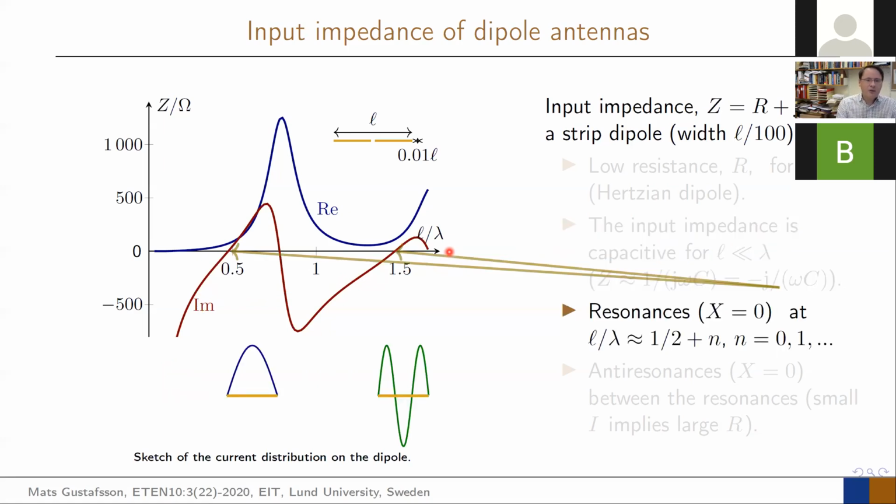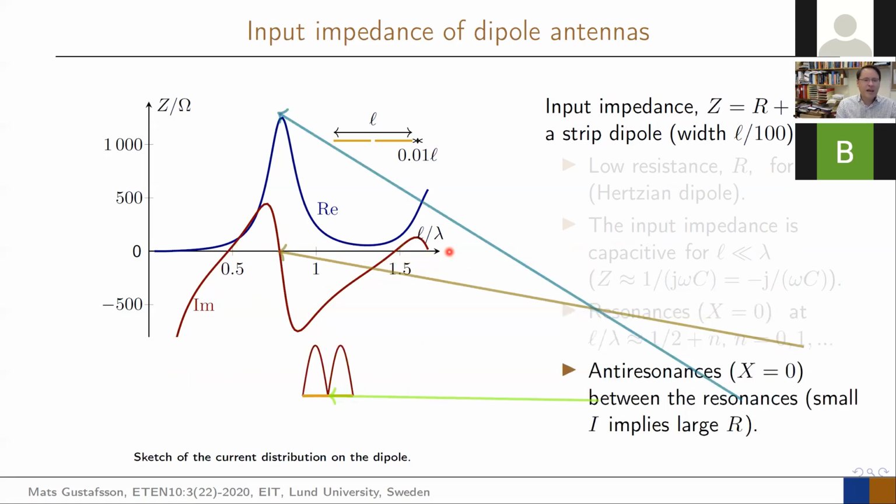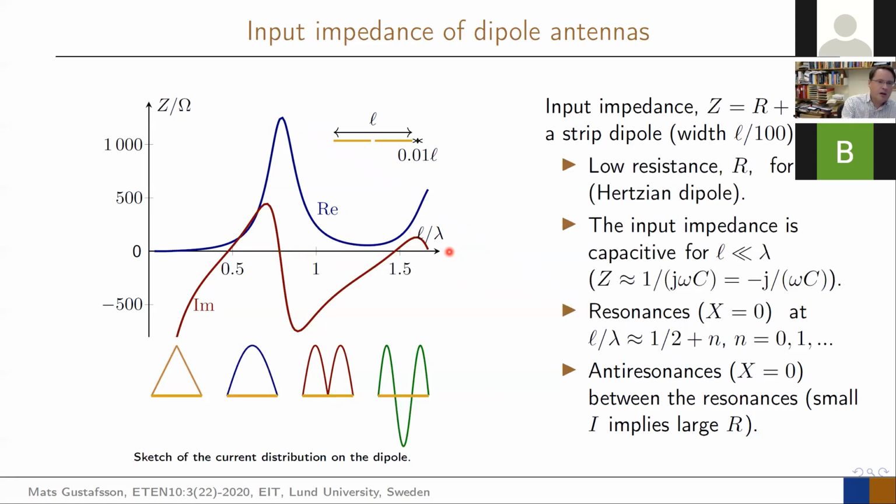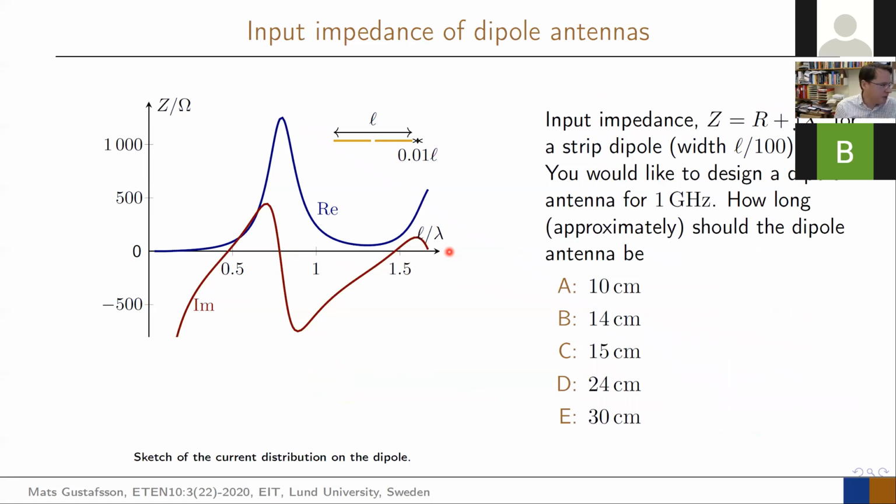Then around half a wavelength, you start getting resonances. So you have a resonance at half a wavelength, approximately 1.5 wavelengths, and so on. And between those, you have the anti-resonances, where you have a small current, which means you have a large resistance there. So this is an interpretation of what is happening here with these currents. And with that, we will make a second quiz just before the break.